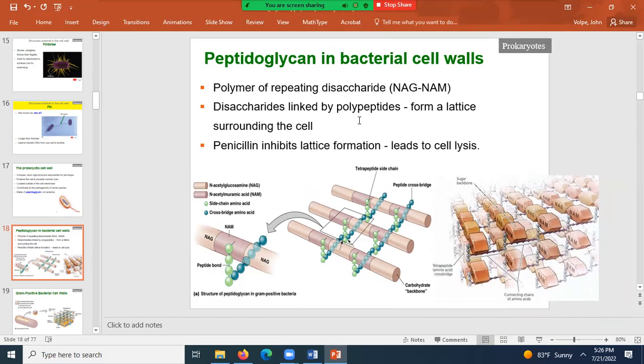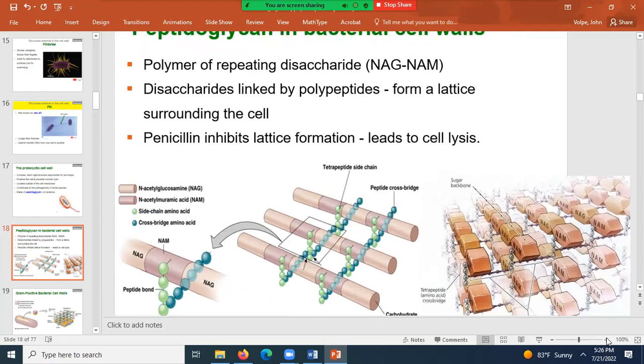The peptides holding the NAG and NAM chains together are extremely important. And in fact, that's what penicillin inhibits. When a cell wall is putting down its peptidoglycan, the penicillin gets in between the NAG and the NAM chains and then prevents a peptide from linking the NAG and NAM chains together.